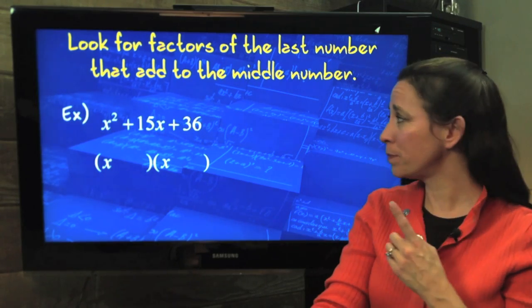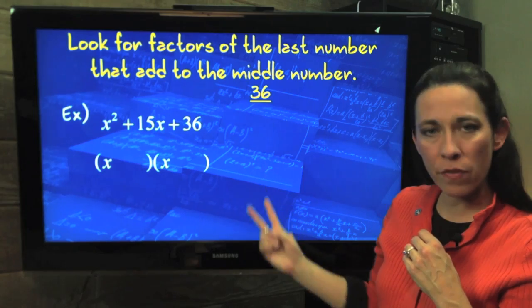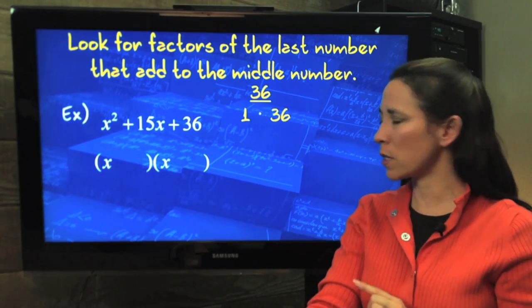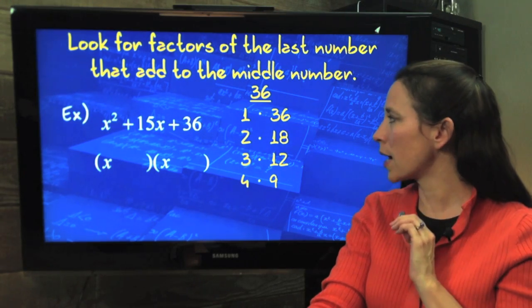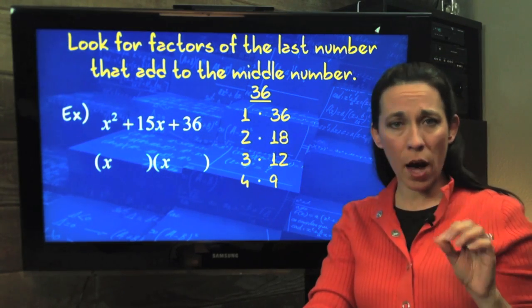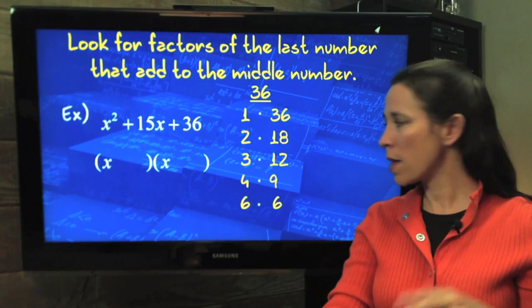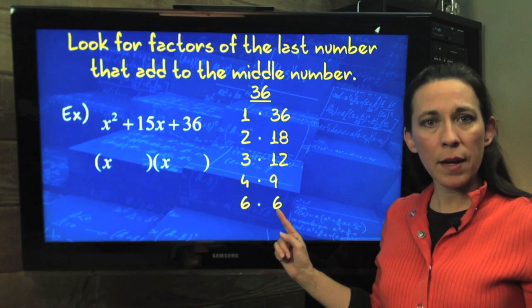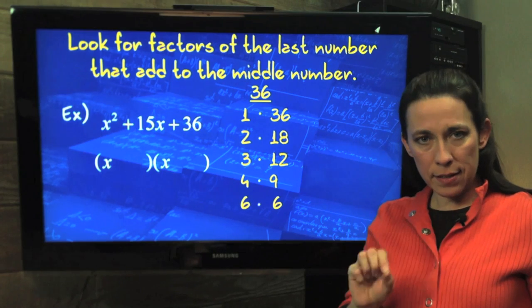So what I do is I take this 36 and I list all of the factors, but I list them methodically. I start with 1, 1 times 36, then 2, 2 times 18, 3 times 12, 4 times 9. 5 is not a factor of 36. Notice 36 does not end in 5 or 0. And then 6 times 6. And then once you start to repeat, you know you're done. But this way I know I have every single factor. I've gone down the list.